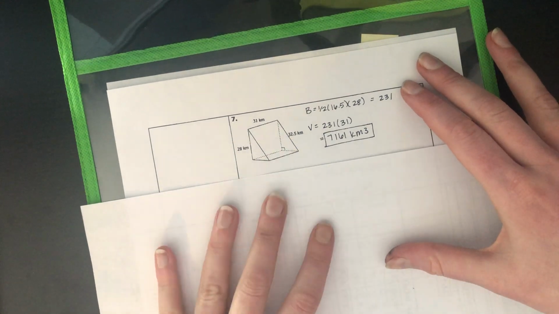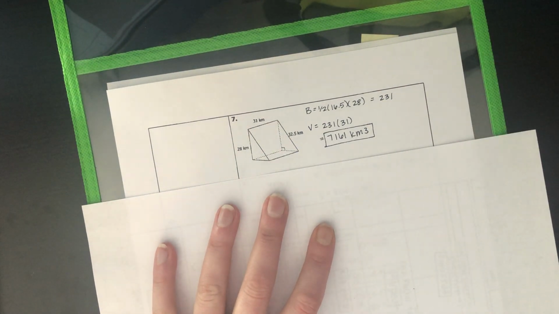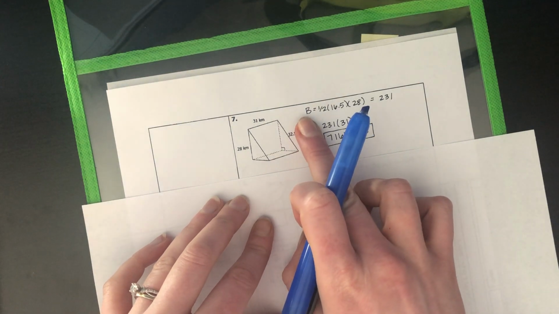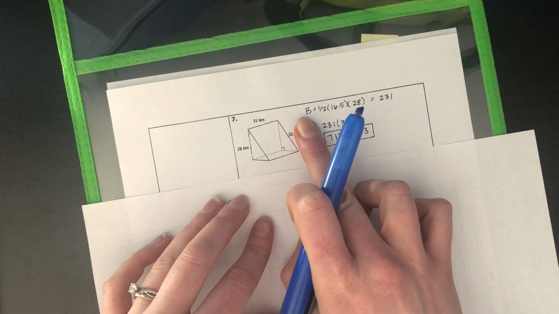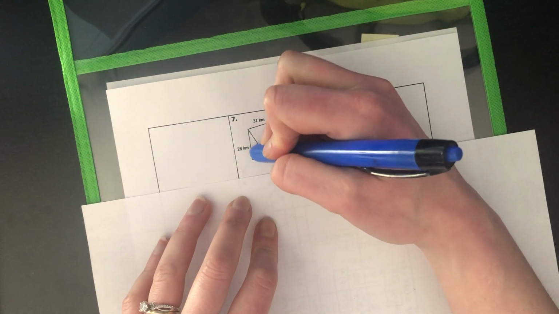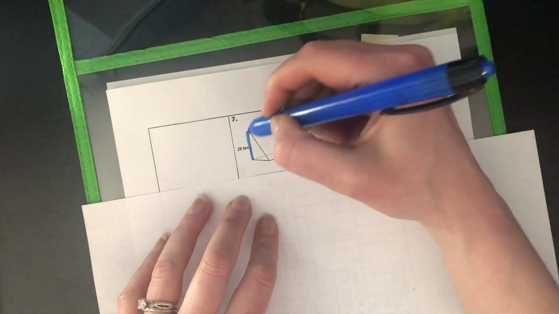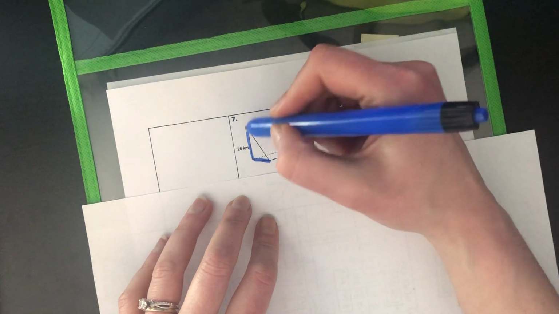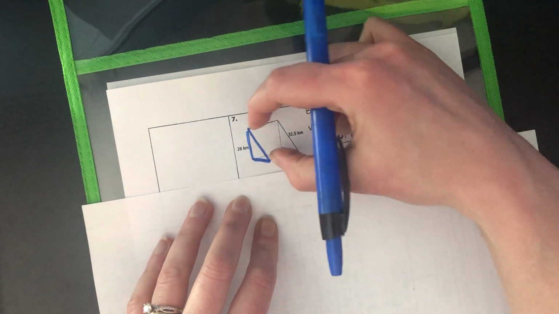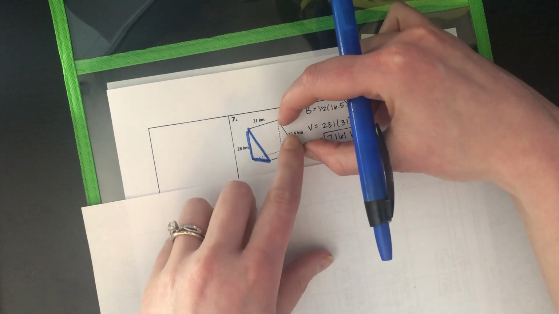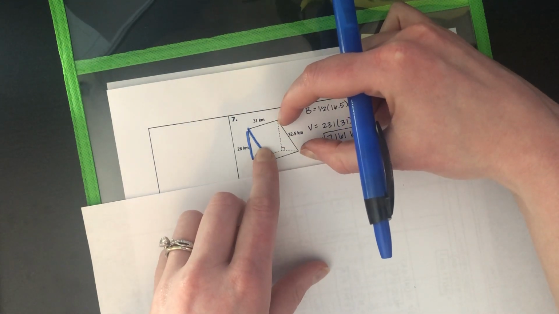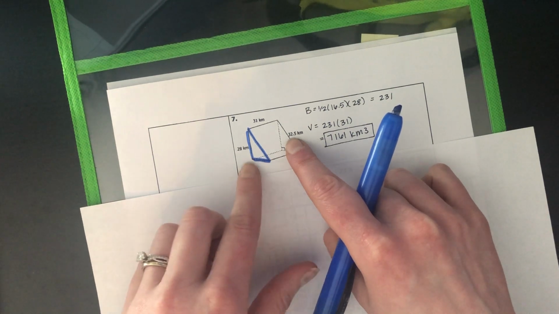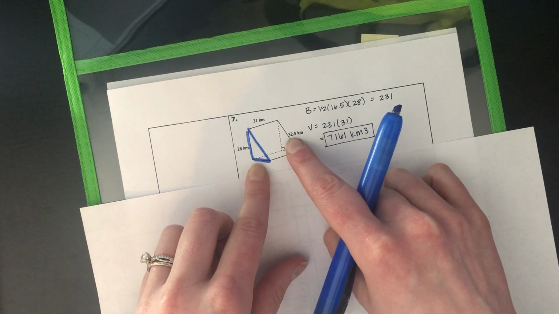Number 7 is a triangular prism, and the capital B is the area of a triangle. 1/2 base times height. Well, I have the height, it's 28, but I don't have the base. But if I look at this ramp parallel, it's 32.5. So I need to use the Pythagorean theorem to get the base of my blue triangle.